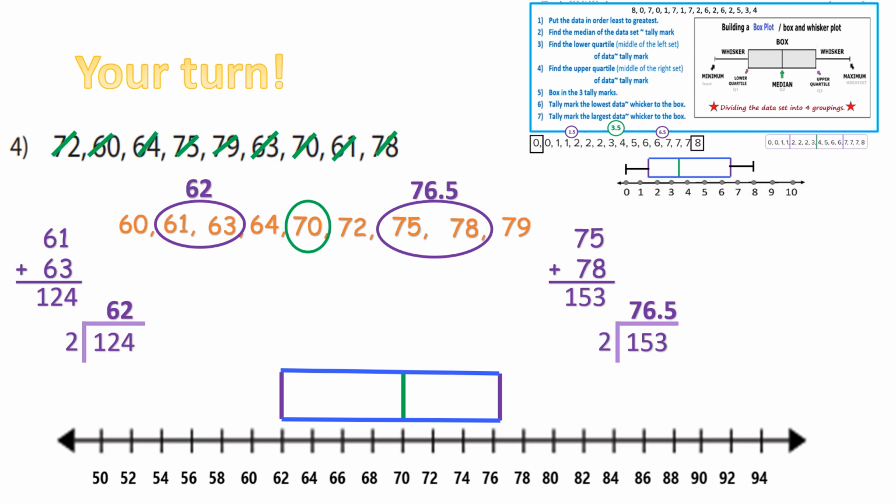And then you did your final 2 steps, which hopefully are your easiest. You put your lower number, which is 60, you mark it with a tally mark, connect it to make your left-hand whisker, and then you found 79, which is your highest number. You put your tally, connect it to the box to make your right-hand whisker. Is that what yours looks like?